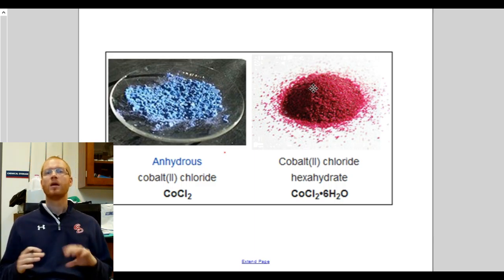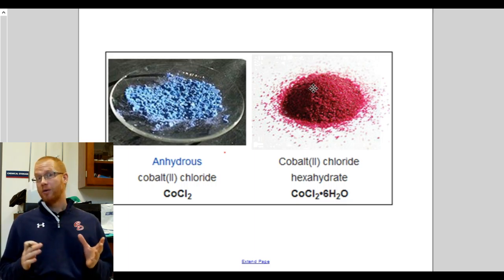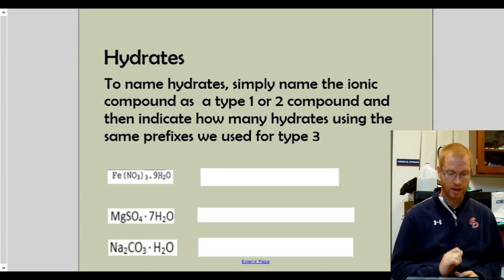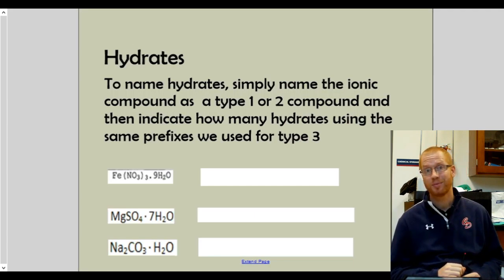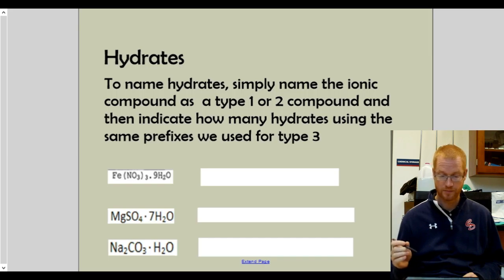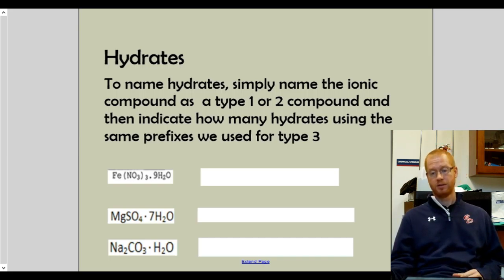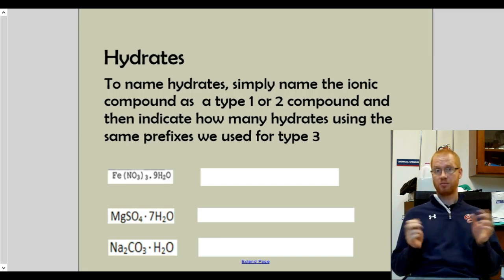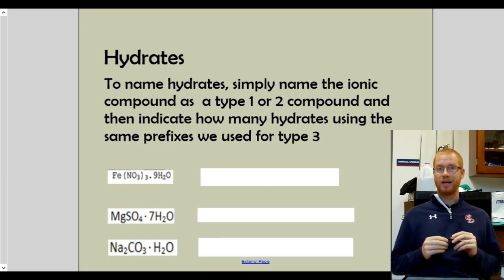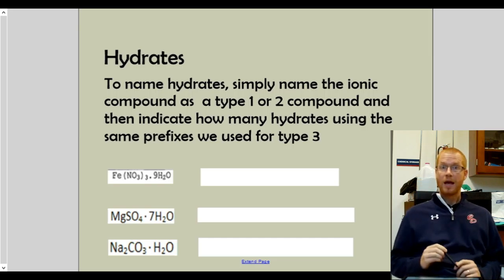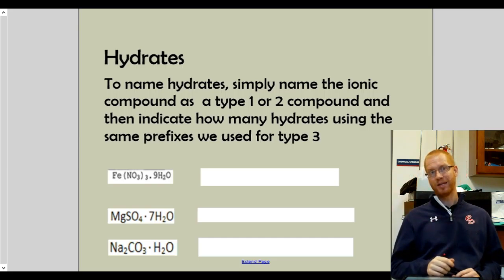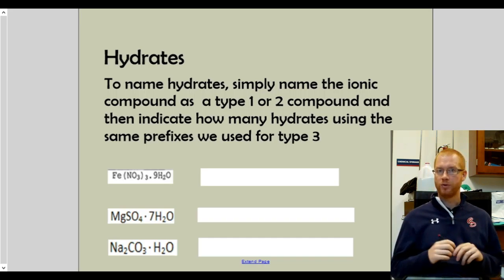What I want to talk about now is how to name and write formulas of hydrates. If you can do type 1 and 2 compounds, you got this. To name a hydrate, you're just going to name that ionic compound, whether it's type 1, type 2, name it however it's named. And then you're going to put that dot, and then you're going to have a prefix indicating how many waters there are. Let's walk through a few examples.